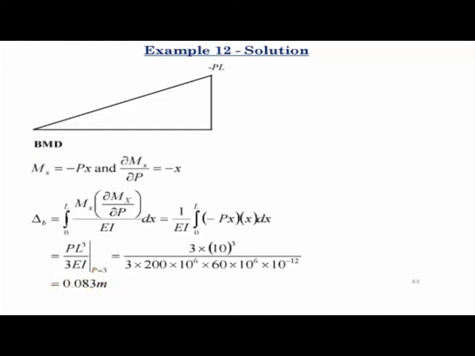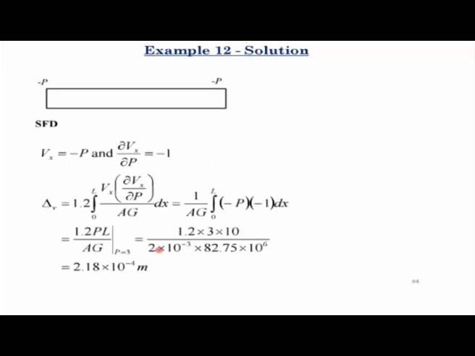So if you want to calculate the deformation due to bending as well as shear deformation, all you have to do is add these two up, 0.083 and 2.18 into 10 to the power minus 4. Again, you notice that shear deformation is of one order less than the bending deformation. So that gives you some idea about calculating the deflection of beams and frames using Castigliano's theorem.